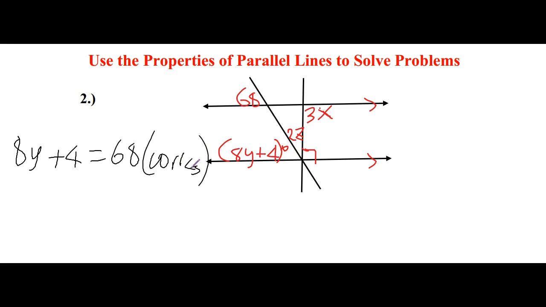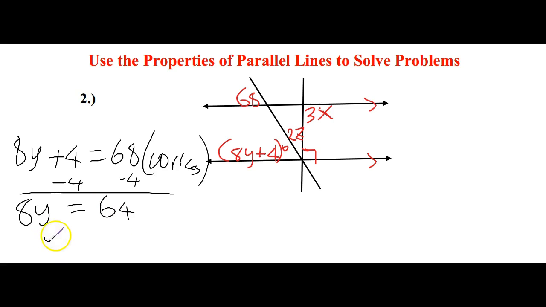Okay, so if we subtract 4 from both sides, we have 8y equals 64. And if we divide both sides by 8, y should equal 8, because 8 times 8 is 64. Okay, let's leave that there. Once you find one, you can find the other.